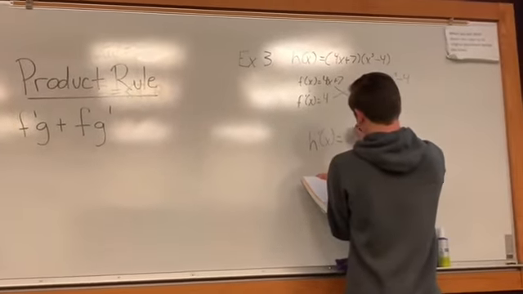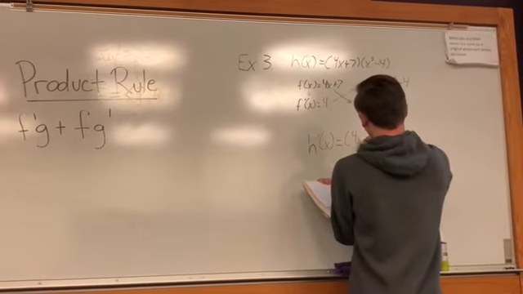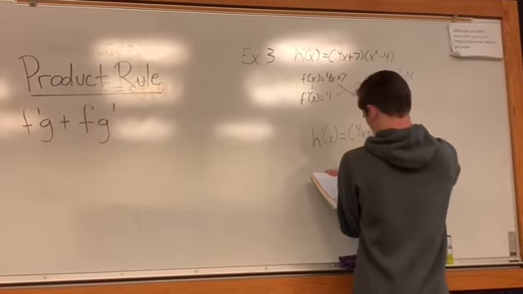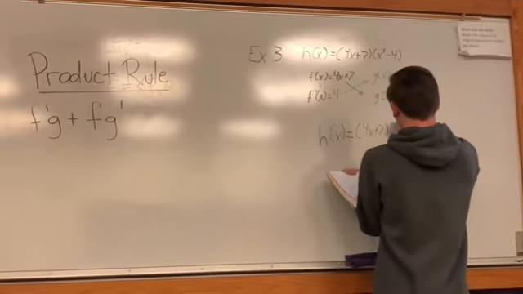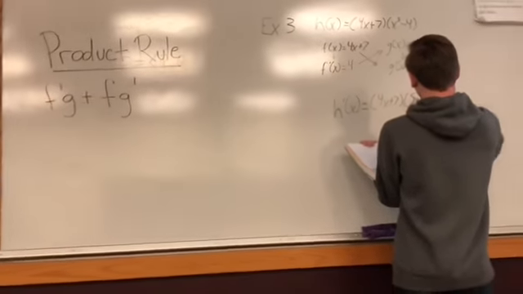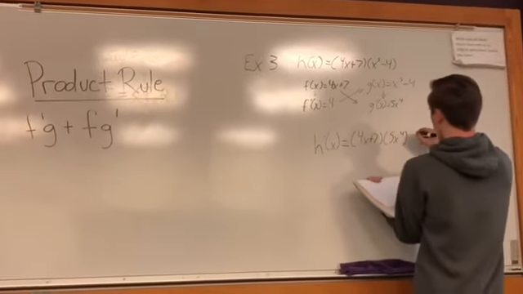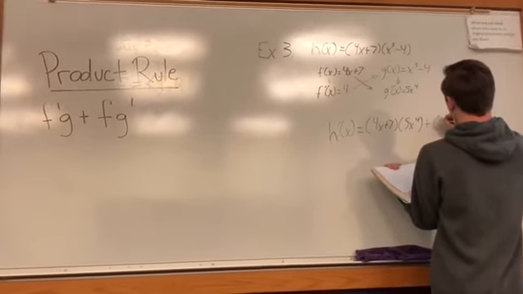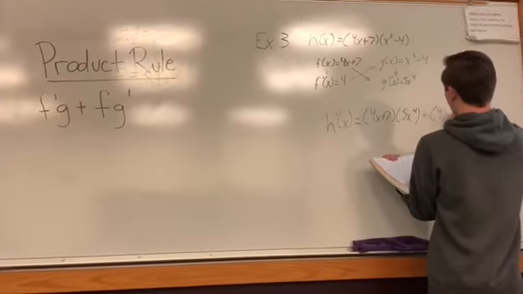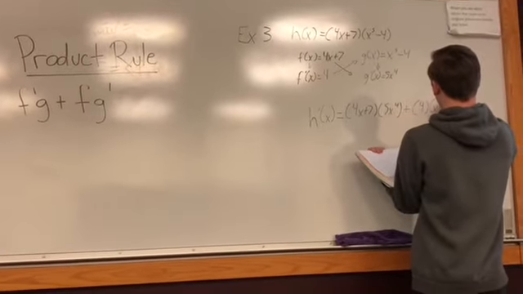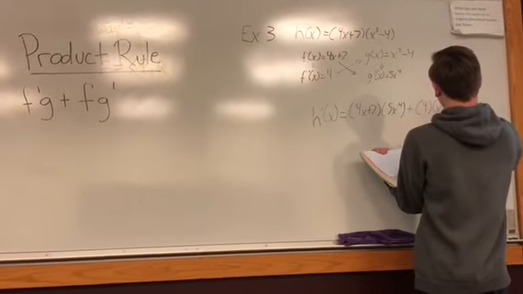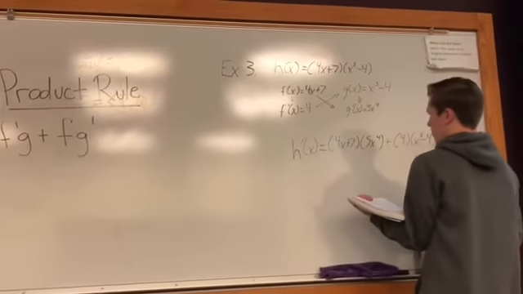So now we will use this and have the final answer, which is 4x plus 7 times 5x to the 4 plus 4 times x to the 5th minus 4.